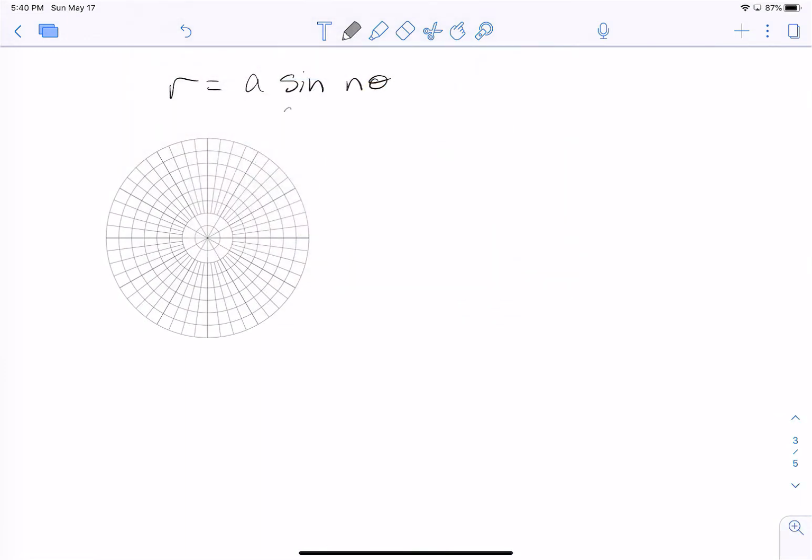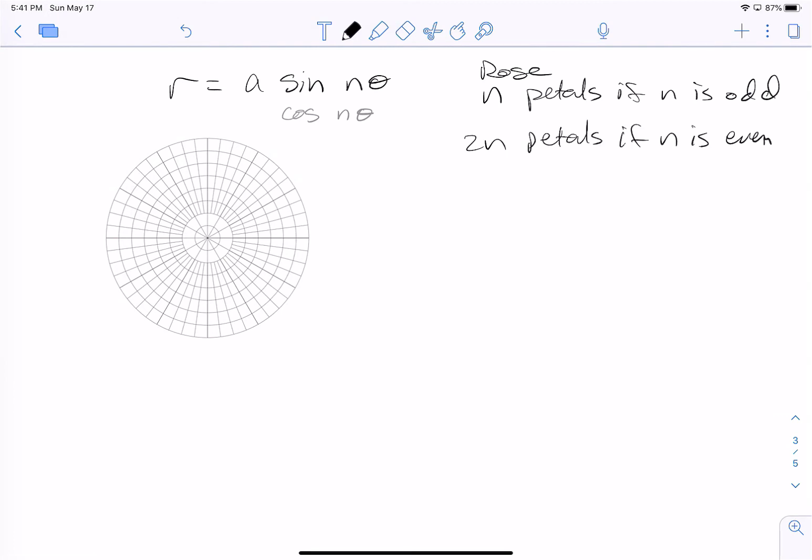Could also be the cosine of n theta. Again, that'll just affect the orientation of the curve. This one's a little interesting because it's a rose, and it has n petals if n is odd, and 2n petals if n is even. And this is what our rose looks like, kind of like a propeller.